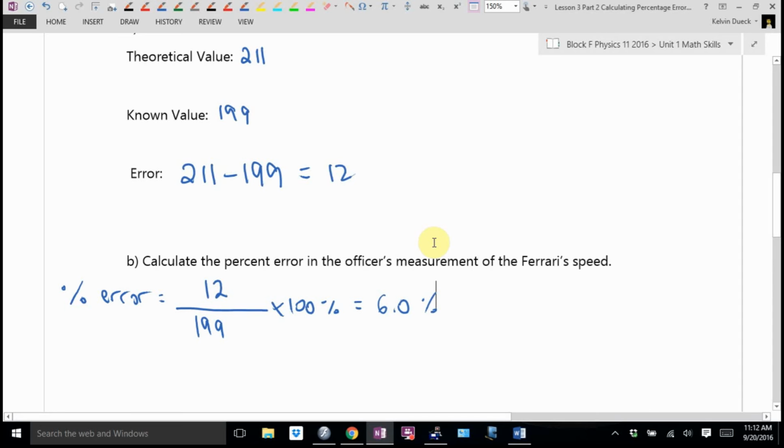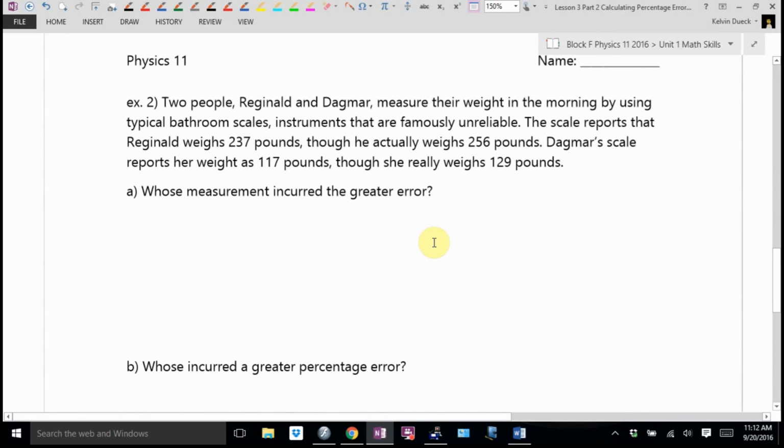Let's do another one. 2 people, I made up some names, Reginald and Dagmar, measure their weight in the morning by using typical bathroom scales, which are famously unreliable, especially the spring scales. If you have a digital scale, they're a little better, but an old-style spring bathroom scale are terrible. They have a huge error. So the scale reports that Reginald weighs 237 pounds, although he actually weighs 256 pounds. Dagmar's reports her weight as 117 pounds, even though she really weighs 129 pounds.